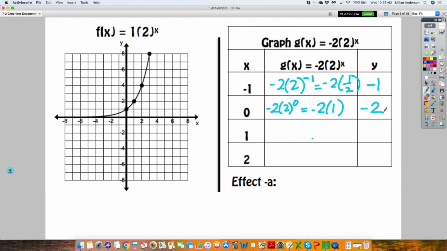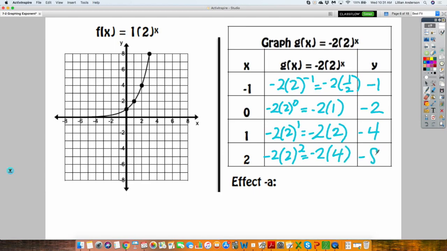Here's my next one. What's 2 to the first power? What's -2 times 2? -4. And the last one, what's 2 squared? What's -2 times 4? So these are our points.